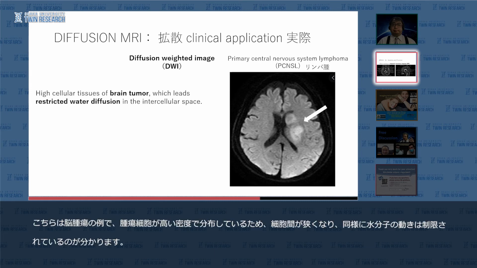Similar mechanisms can be seen in brain tumor with high cellularity. This case is lymphoma. This malignant brain tumor contains highly cellular tissue, which leads to restricted water diffusion in the intercellular space.